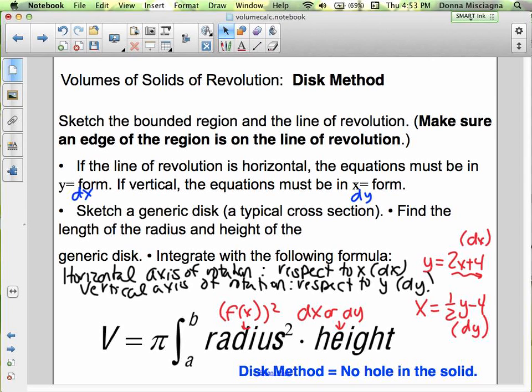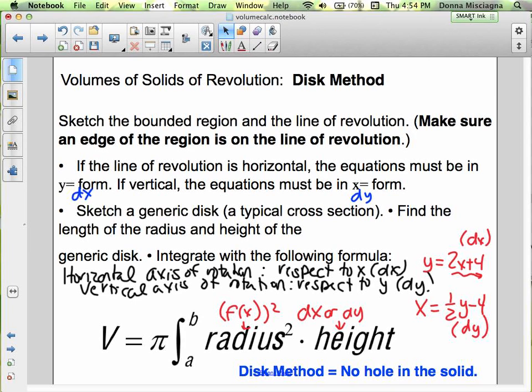We're going to sketch the generic disk, a typical cross-section. That'll make sure that for volume, it's going to be pi integrated from a to b, our radius squared, which is the value of our function squared, and then the height, because these are actually little disks, teeny little cylinders. The height is dx or dy, depending upon which way we're revolving around.